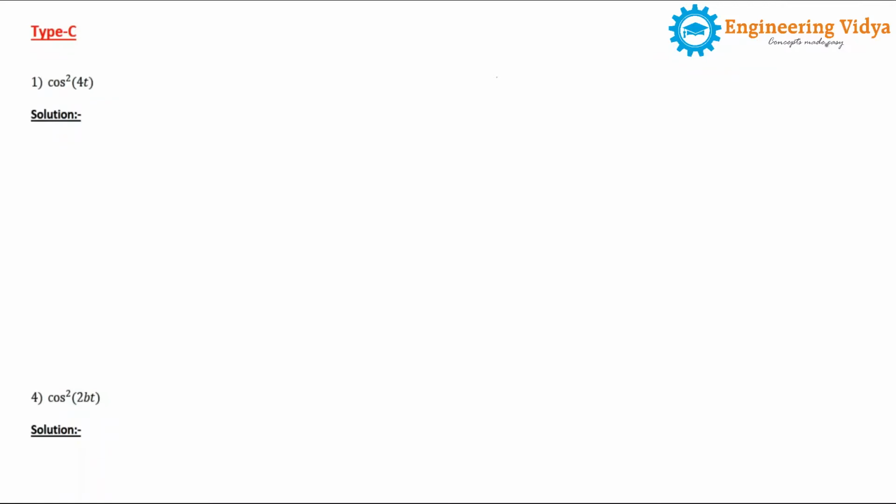Hello everyone, welcome to the solution part of type C problem. In type C problem, here we have to find the Laplace transform of trigonometric function, and that trigonometric function will have the square function, right? So to find the Laplace transform of square function, we should know half angle formula of trigonometric function. So first I will explain the half angle formula, then we will come to the problem solving part.